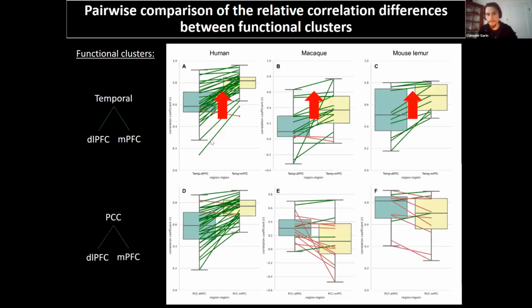So when I've done that on human, macaques and mouse lemur, for example, for the connection between the temporal area and the dorsolateral prefrontal cortex and the medial prefrontal cortex, I obtained that the medial prefrontal cortex seems to always be more connected than the dorsolateral prefrontal cortex to the temporal area. However, if I compare human, macaques, and mouse lemur now for the correlation between PCC, dorsolateral prefrontal cortex, and medial prefrontal cortex, I found that the medial prefrontal cortex is strongly connected to the PCC in human, but that was not the case in macaques and mouse lemur.